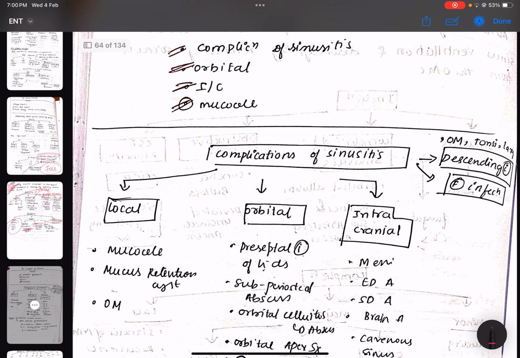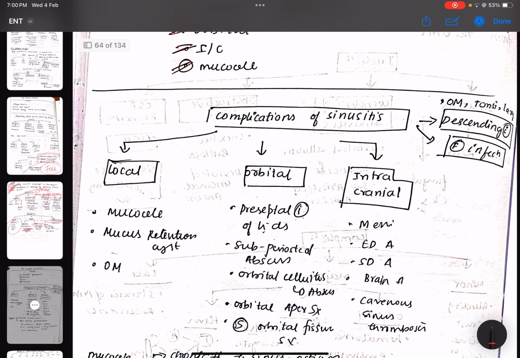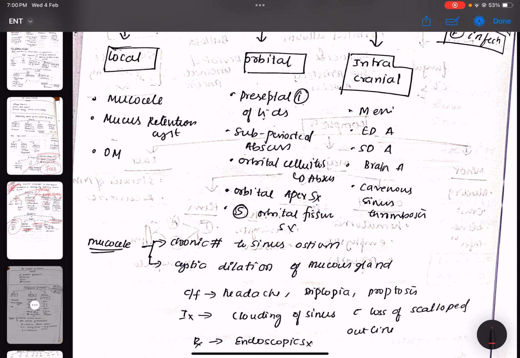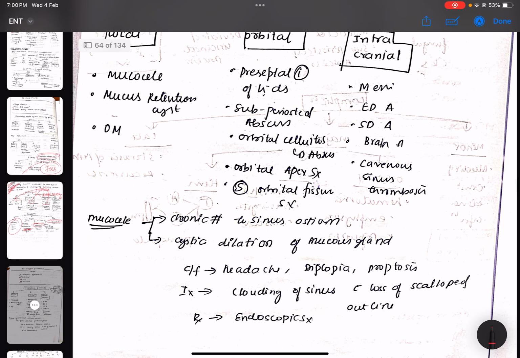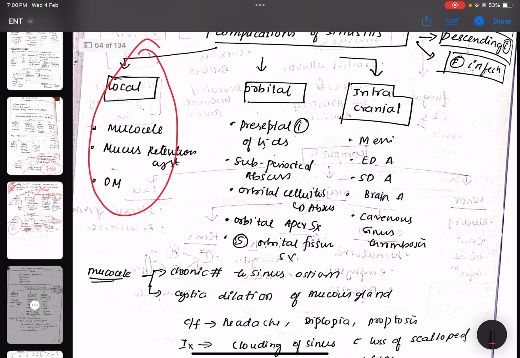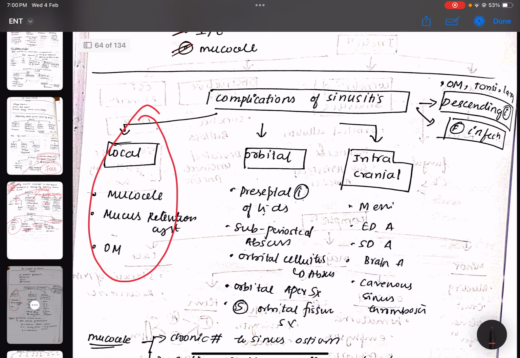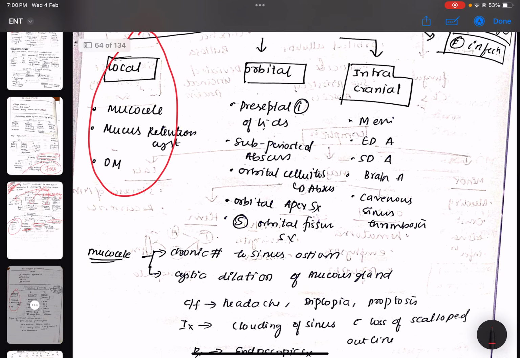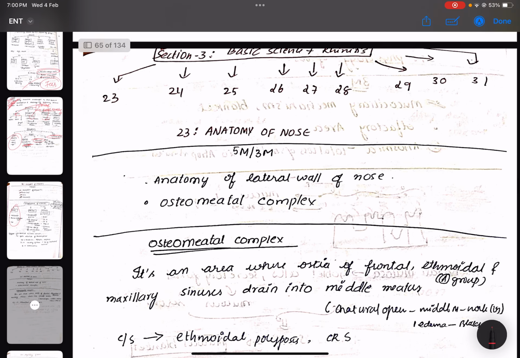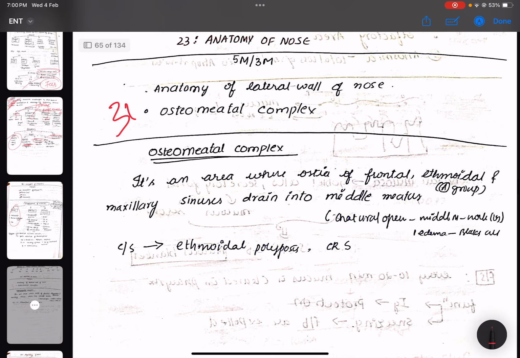Okay, again, complication of sinusitis, I am sure you would have studied in medicine, and it's also discussed, so make sure you study it. Again, divide it into local, then what is there near the sinus, again you have the eye, again you have the head, then also you might infection might ascend up or descend out. So based on that, you can have a complication. Again, this is a proper 3 marker.